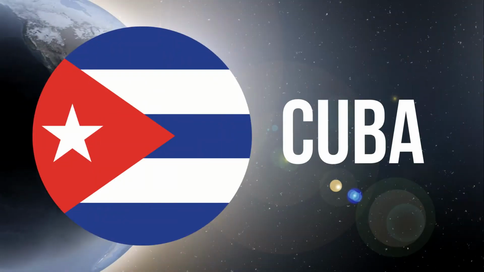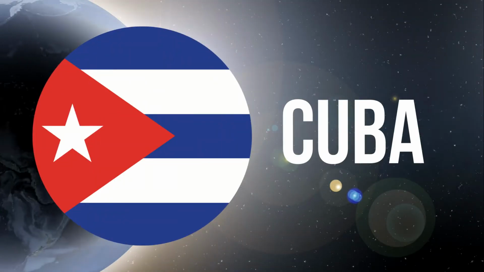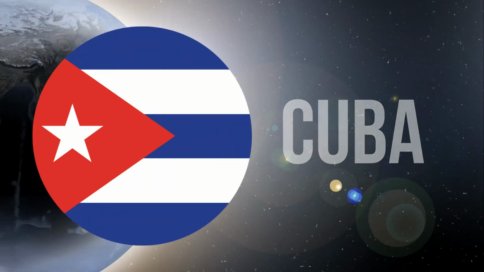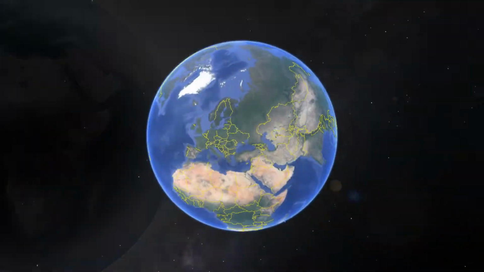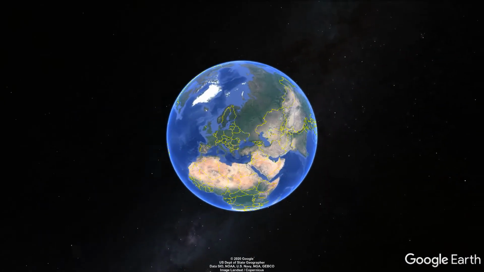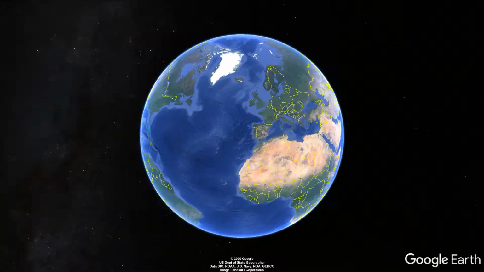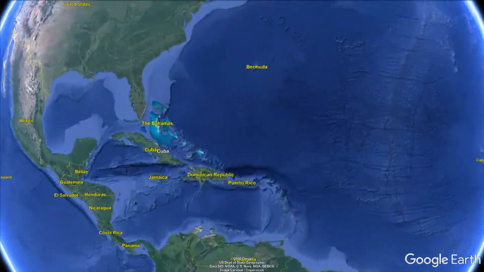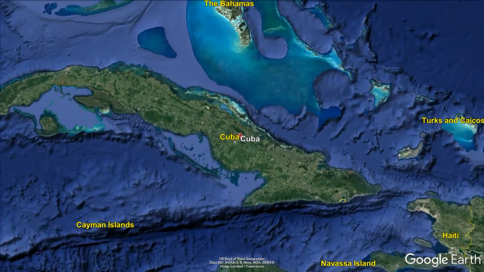Hi there, today we visit Cuba. Cuba is an island country in the Caribbean Sea. The country is made up of the big island of Cuba, the Isla de la Juventud Island, Isle of Youth, and many smaller islands.